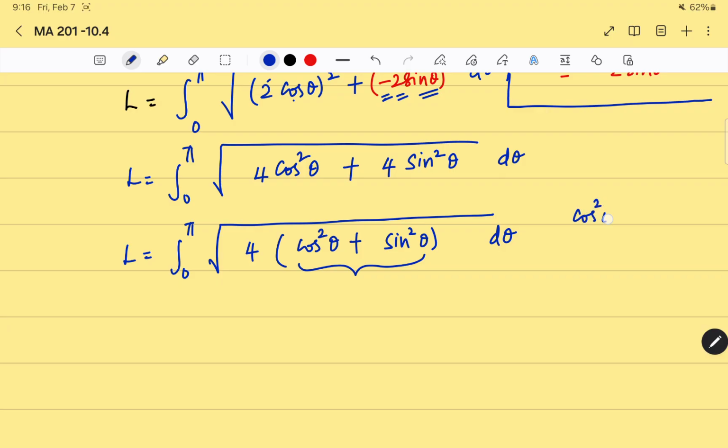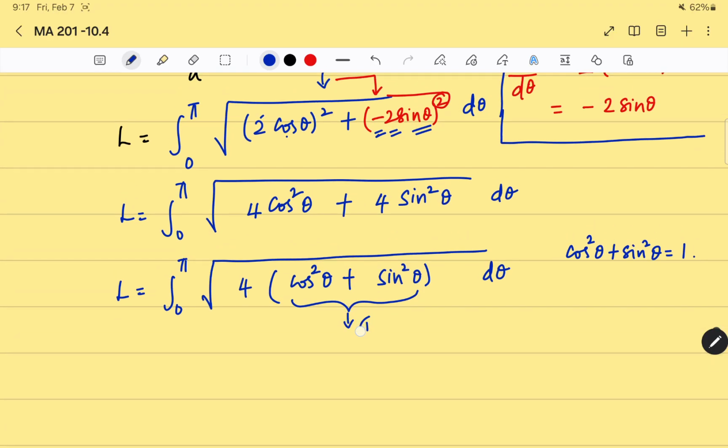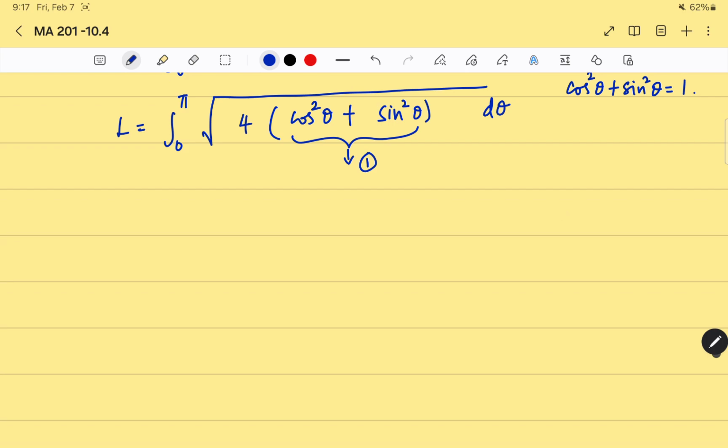We know the identity: cos square theta plus sine square theta is equal to what? 1. So this is going to become 1, right. So what will happen to the expression now? Integral 0 to pi square root of 4 d theta.